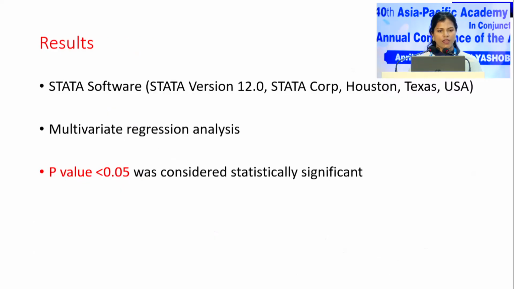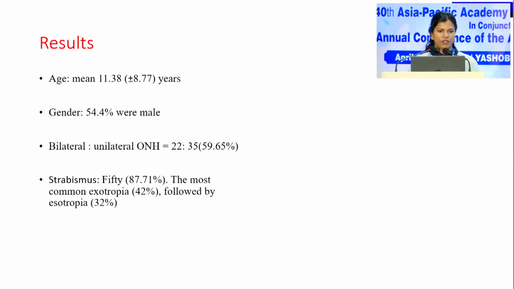The results were analyzed with the help of STATA software. Median and mode were included for qualitative analysis. For quantitative and qualitative analysis, we did multivariate regression analysis. A P-value less than 0.05 was considered statistically significant. Mean age in this study was 11.38. There was no statistically significant preponderance for gender.